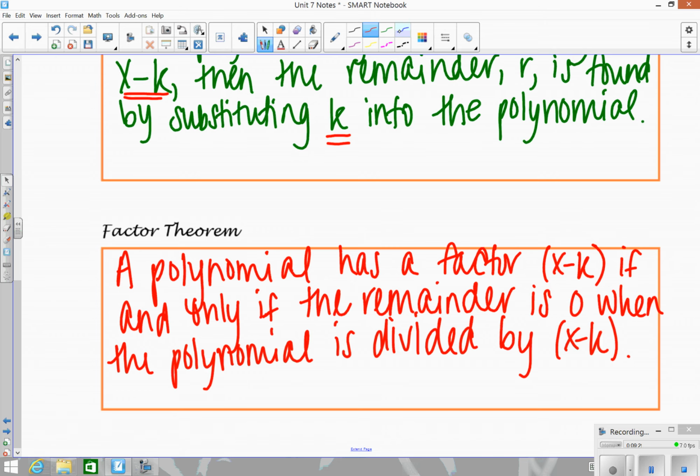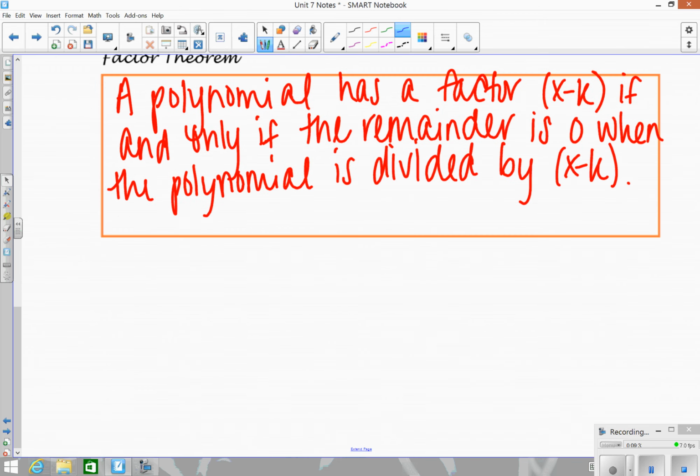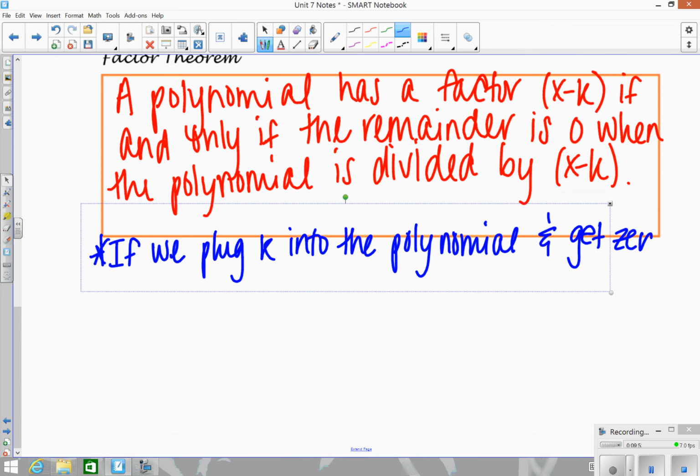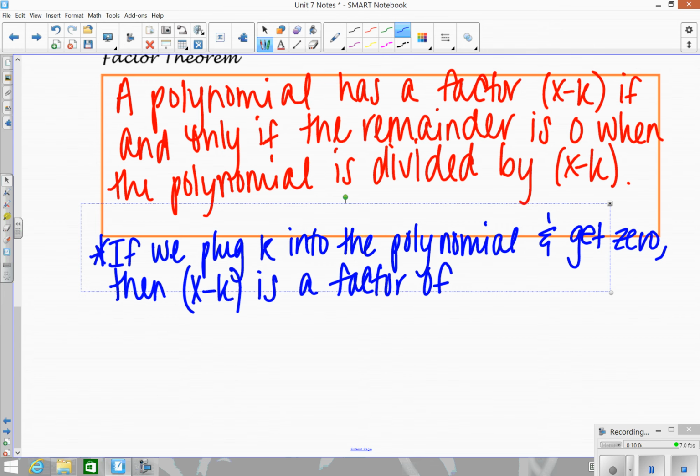So let's write that as a follow-up. Basically, what this means is if we plug k into the polynomial and get 0, then x minus k is a factor of the polynomial. So that combines both theorems.